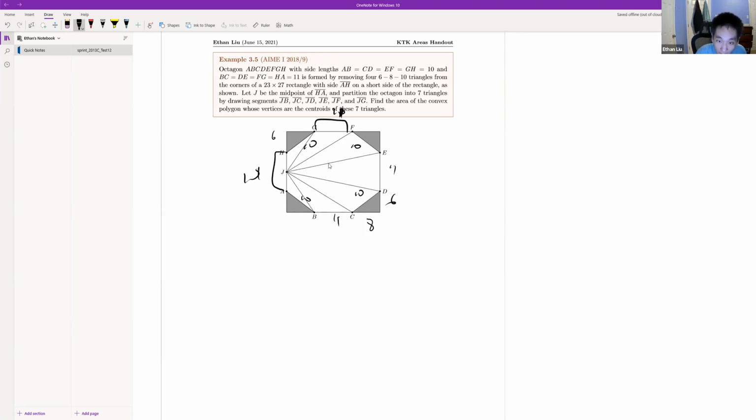And then these are 6, 8, 10 triangles. This whole thing is 23 by 27, right? And so we want to find the area of the polygon that is like the centroids of the vertices. Whoa, that's scary. That's really scary. What do I do about this?